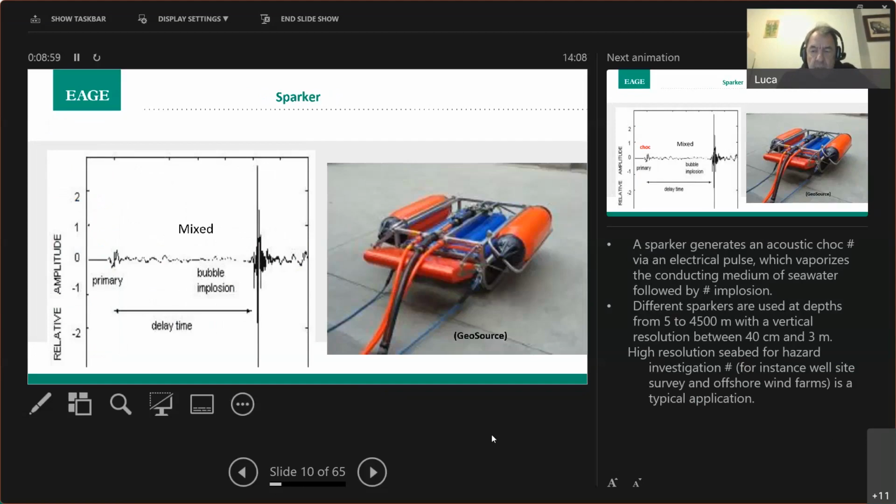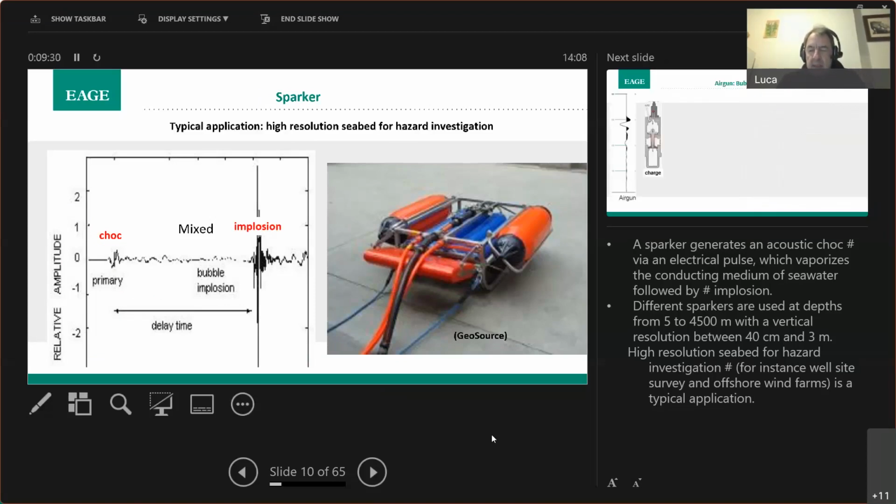Sparkers generate an acoustic shock via an electrical pulse, which vaporizes the conductive medium of seawater, followed by implosion. Different sparkers are used at depths from 5 to 4,500 meters, with a vertical resolution between 4 centimeters and 3 meters. High resolution seabed imaging for hazard investigation, for instance well site surveys and offshore wind farms, is a typical application.